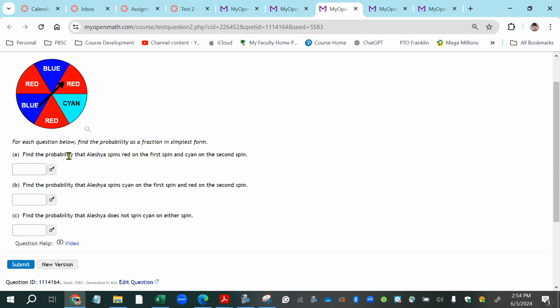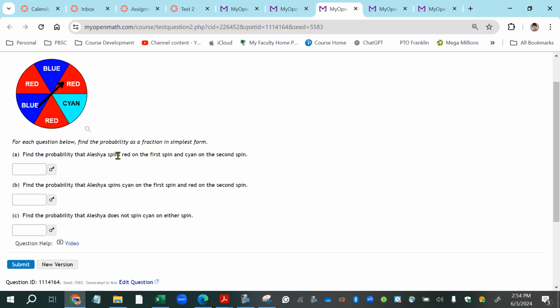Part A says find the probability that Alicia spins red on the first spin and cyan on the second spin. So here we have 2 spins, or 2 trials, one right after the other, and we have red occurring on the first spin and cyan on the second spin. Now, I'll say that again. Alicia is going to spin, and we're thinking about what's the probability that this is going to happen. So what is it that we want to have happen, or think about the probability of it having occurred.